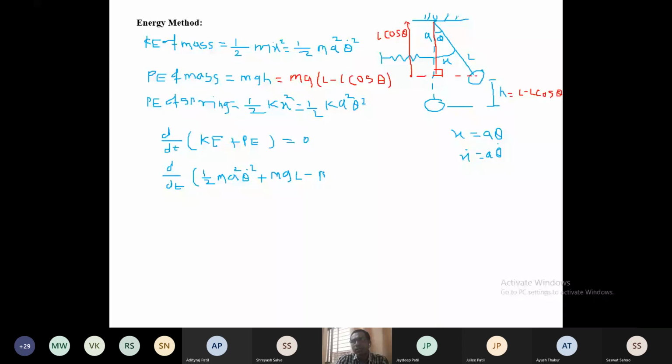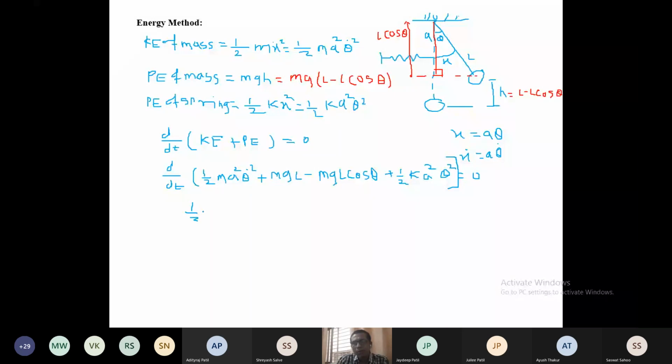Okay, and then next is plus potential energy of spring, 1/2 k a square theta, equal to 0. Okay, now you have to complete the bracket here. Now you have to differentiate it. First term, you have to differentiate first 1/2, next is your m a square.